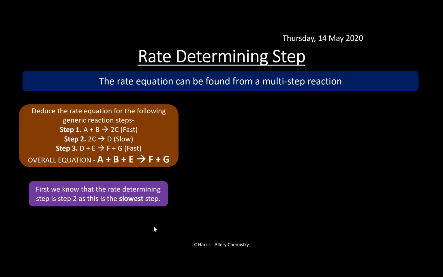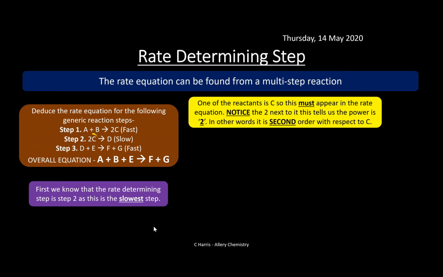So first, we know that the rate determining step is step 2, as this is the slowest step. Okay, so we've been told that it's a slow step. So one of the reactants is C. We can see that there. So this must appear in the rate equation.